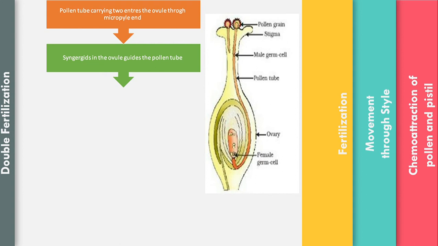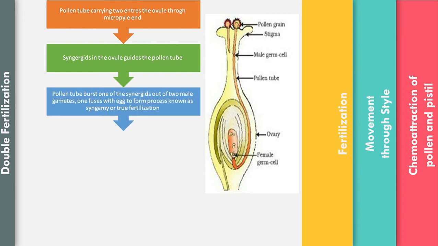The synergids, there are two synergids present at the micropylar end, and in the center of that is present the egg. The synergids in the ovule will guide the pollen tube on how to enter. Then the pollen tube will burst one of the synergids, and out of the two male gametes, one male gamete will fuse with the egg which is present in the center.